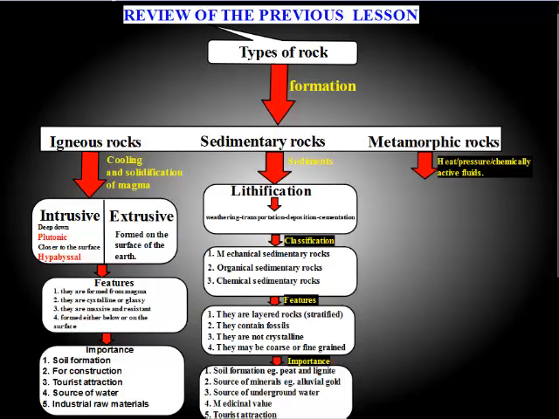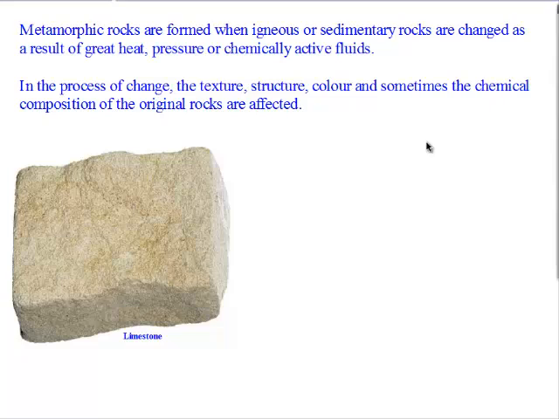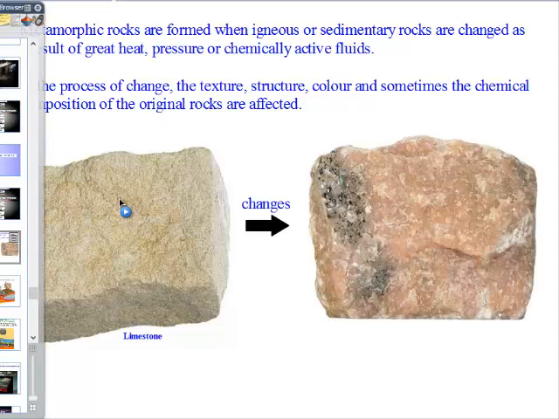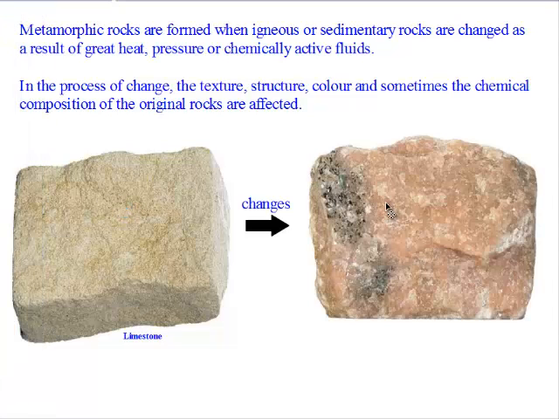We introduced metamorphic rocks, where we said metamorphic rocks are formed when igneous or sedimentary rocks are changed as a result of great heat, pressure, or chemically active fluids. In the process of change, the texture, the structure, the color, and sometimes the chemical composition of the original rocks may be affected. For instance, limestone like this may change to marble. Now we can see that the color of this rock has changed. The texture of the rock too has changed. So that is what we're going to look at today, metamorphic rocks.